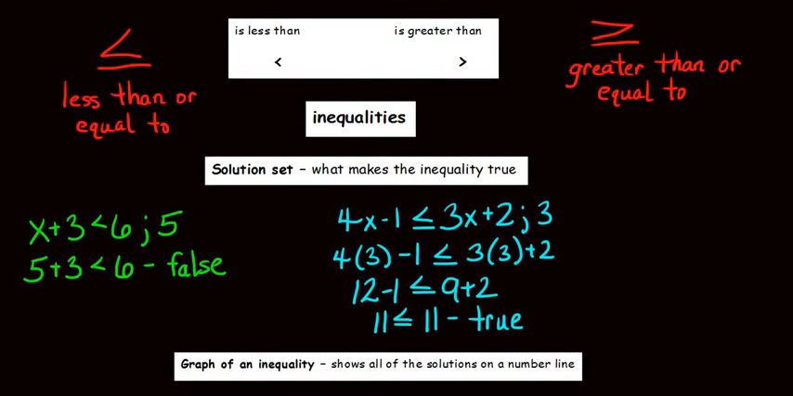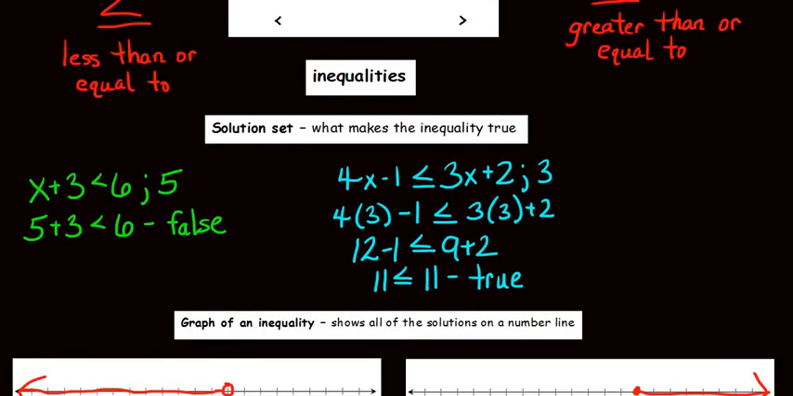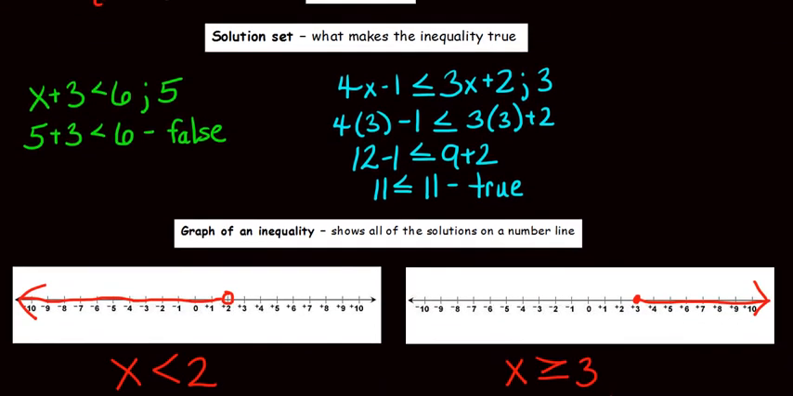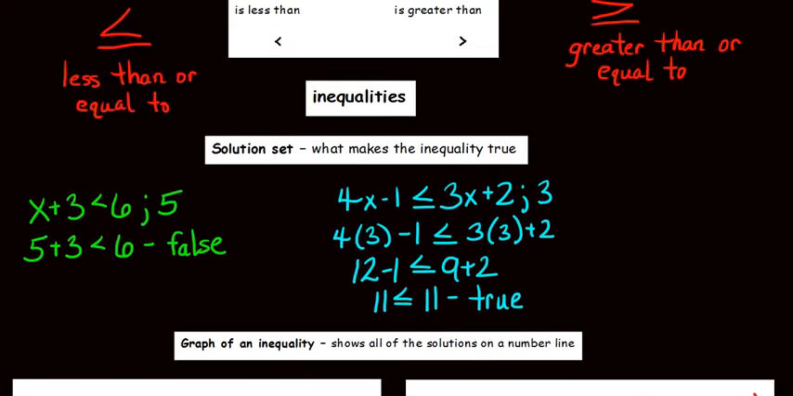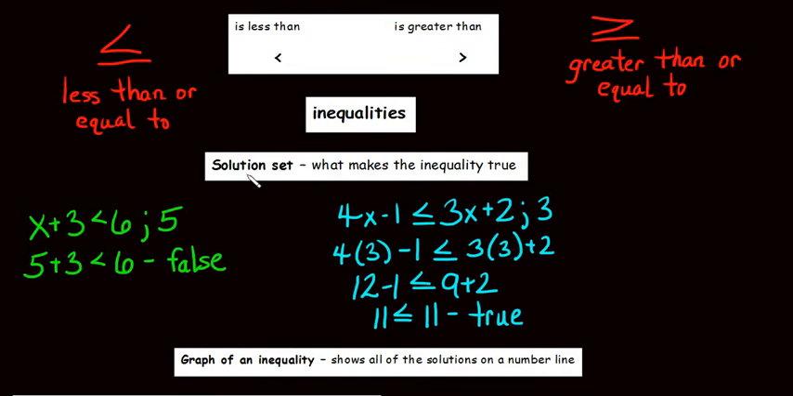So I've got a couple examples right here. I put the first one up: x plus 3 is less than 6. I want to see if 5 makes it work. 5 plus 3 is less than 6? Well, we know 5 plus 3 is 8, and that is not less than 6. So that inequality is false.